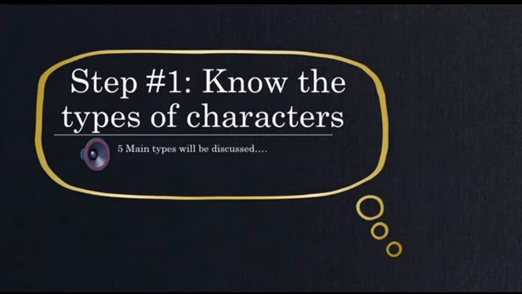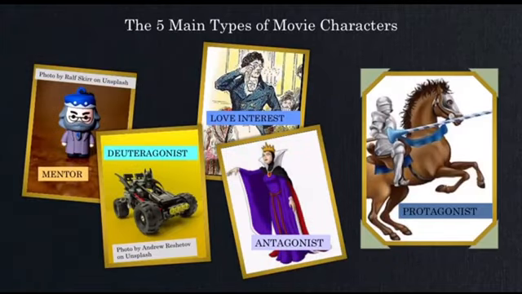Let's begin with the first step, in which learners should know the types of characters in a movie. As I mentioned earlier, 5 main types of characters will be discussed. Who are the 5 main types of movie characters that I will share? They are protagonist, antagonist, love interest, deuteragonist, and mentor. Are all the terms familiar to you? If they are not, don't worry. I will explain the 5 main types of movie characters in the next slides.